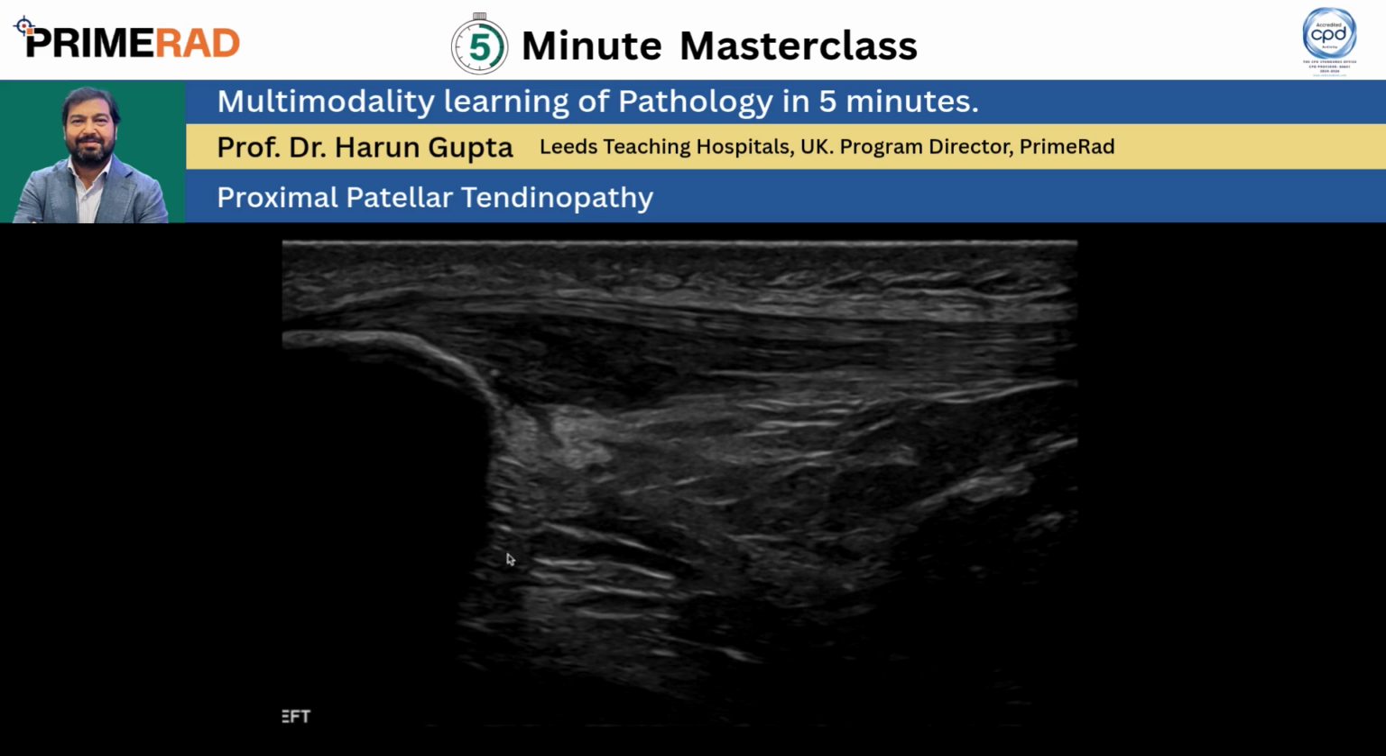So these are the ultrasound appearances. This is the inferior pole of the patella, proximal patellar tendon. This is the patellar tendon with normal appearances, typical normal linear fibrillar pattern, normal thickness. But as we approach the inferior pole of the patella where this attaches, this has lost its normal fibrillar pattern where there are diffuse hypoechoic changes and thickening in the patellar tendon.